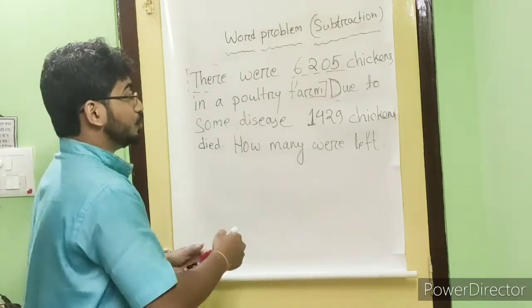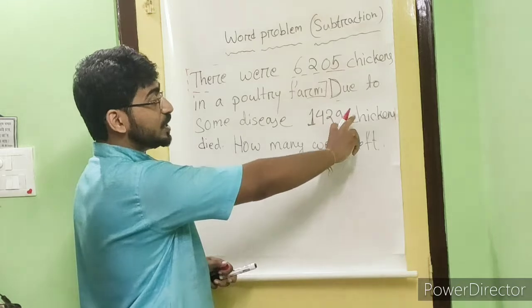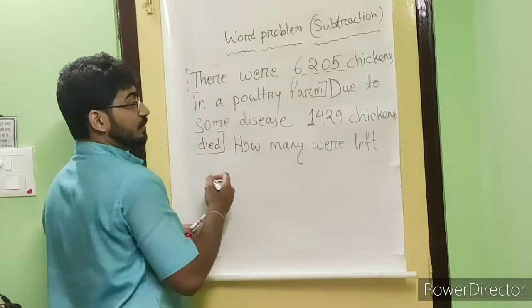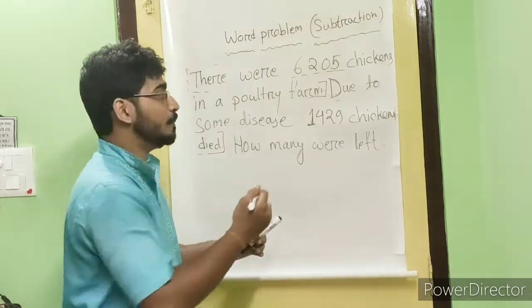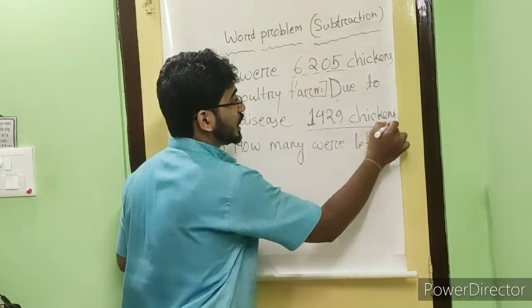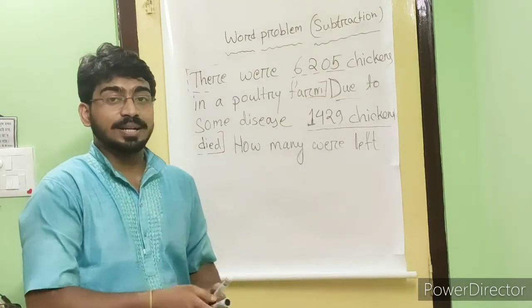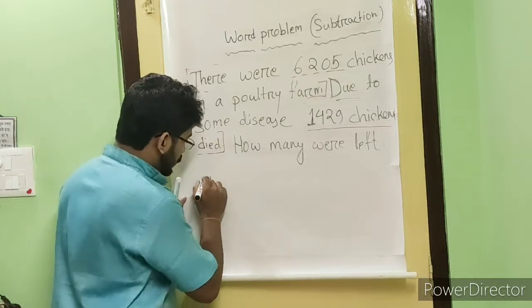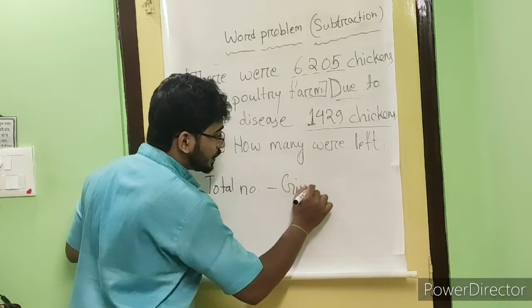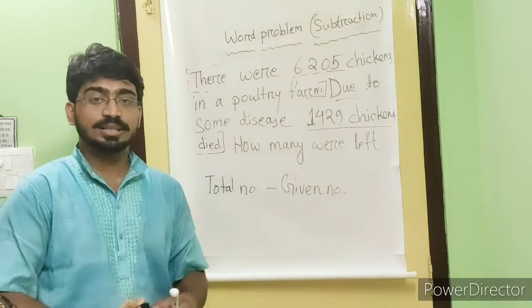So let's go through the second line. Due to some disease, 1,429 chickens died. Died means মারা গেছিল, not মারা গেছে, মারা গেছিল। So due to some disease, কোন একটা অসুস্থতার কারণে 1,429 chickens died. তাহলে এটা আমাদের পড়ে যাচ্ছে কি প্যাটার্নে। প্যাটার্নটা কি ছিল আমাদের? টোটাল নাম্বার মাইনাস গিভেন নাম্বার.